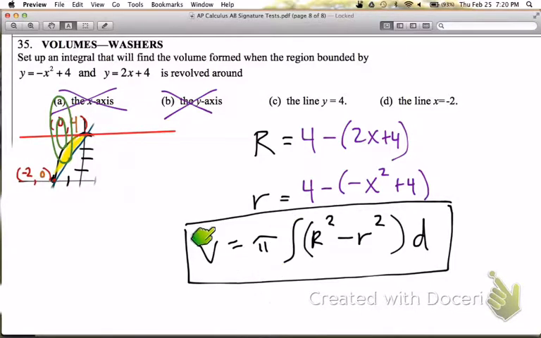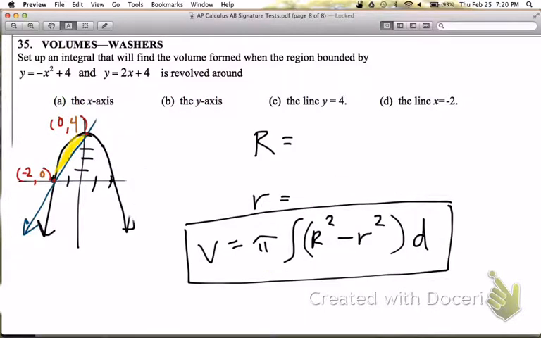The limits, now that we're a horizontal line again, we're going from left to right, so we're back at looking at the x limits again. So the furthest point to the left is -2, the furthest point to the right is 0. And we're in terms of x again, so that's dx. Alright, so that's the revolving it around the line y equals 4. And then last but not least, if we want to revolve it around the line x equals -2, let me draw that line. That would be right here.